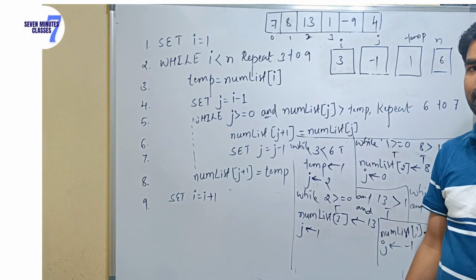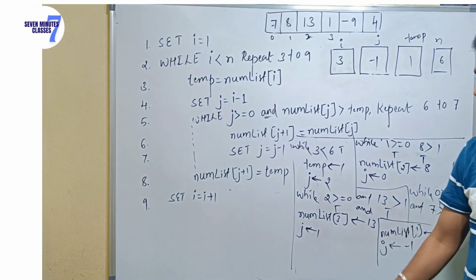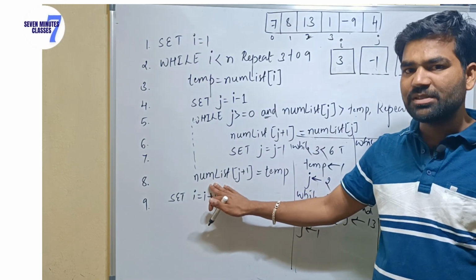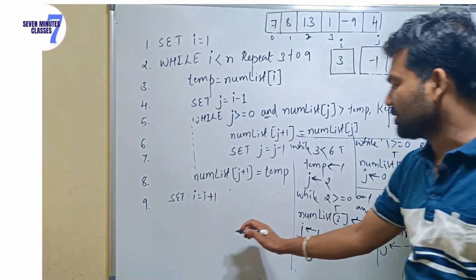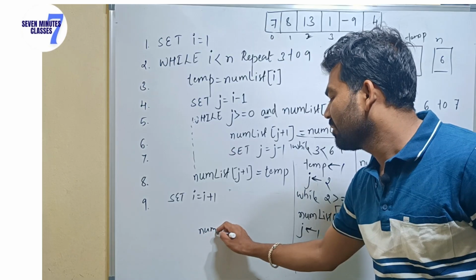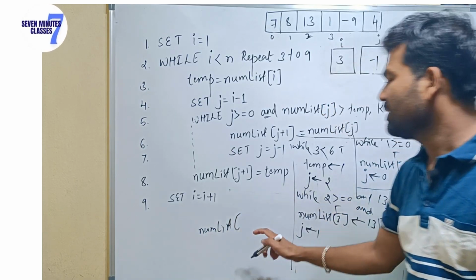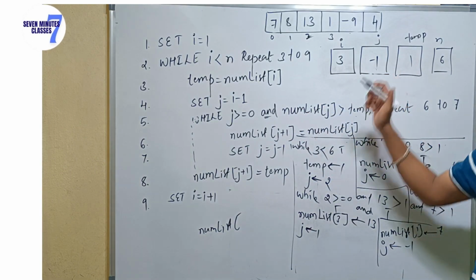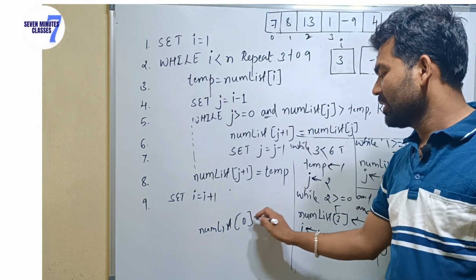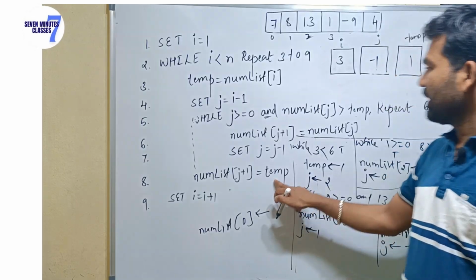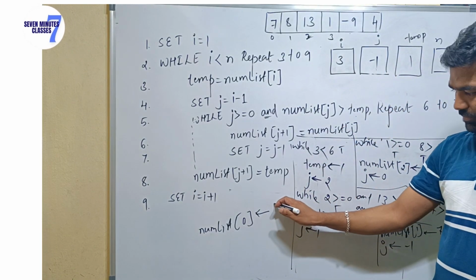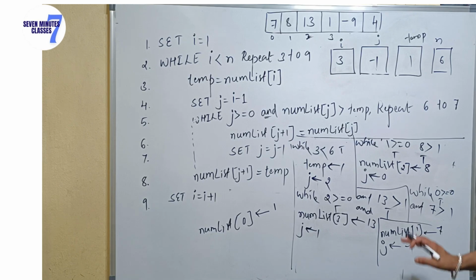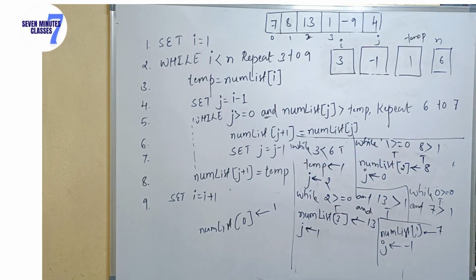It is already false. Come out of the loop. What is out of the loop? This one. Again I have to change this. So what should I write? Num list of j plus 1. But the j value is now minus 1. Minus 1 plus 1 is 0. Into this temp. What is temp? 1. By looking at all the values, now we will write.